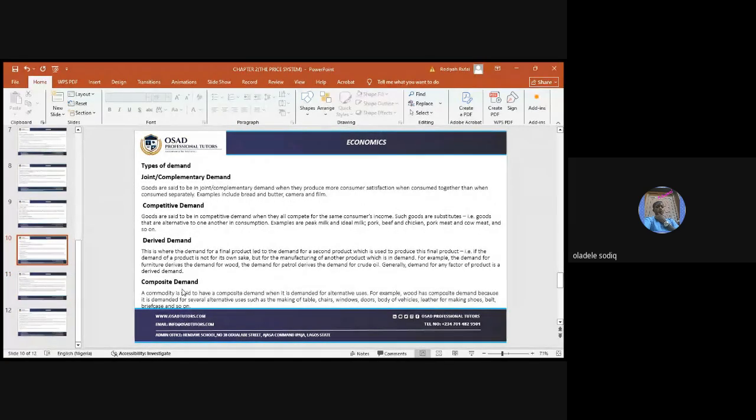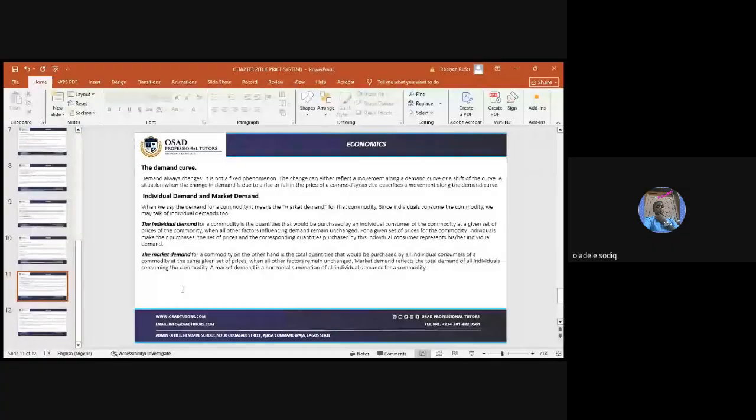So as you can see them here, let's move on to the next thing. Demand curve. Demand always changes. It is not a fixed phenomenon. Our demand, both mine and yours, changes. And the change can either reflect a movement along a demand curve or a shift of the curve. A situation when the change in demand is due to a rise or fall in the price of a commodity, that is what we call movement along the demand curve.